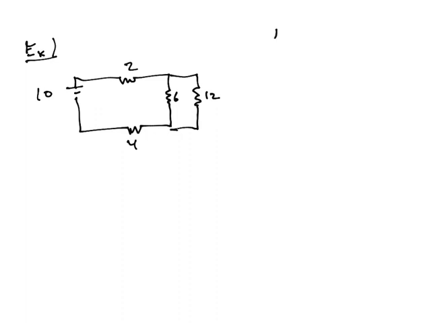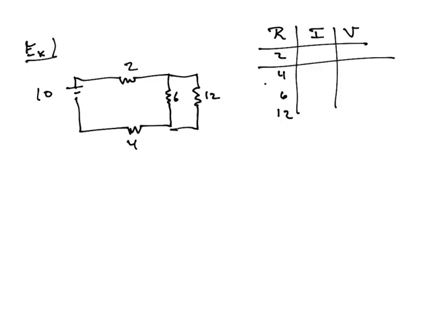Here's the table I want to calculate. R, I, V. I've got a 2, a 4, a 6, and a 12. And I want to get the I and the V for all of those.